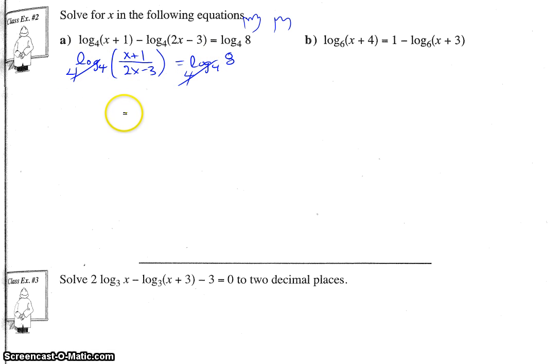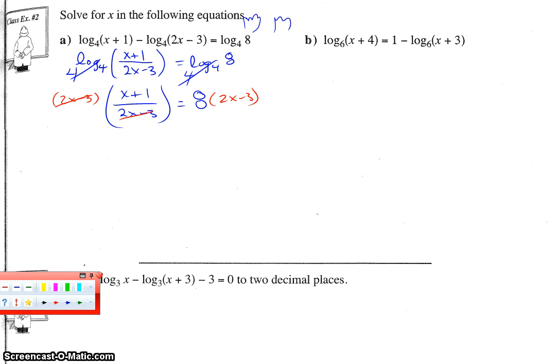Log base 4, so we're getting rid of it by going 4 to the. And we have now (x plus 1) over (2x minus 3) equals 8. Okay, now we just solve it like a regular equation. I'm going to move over here a bit so that I have the room. First, we need to get rid of this ugly fraction because it's bothering me. Okay, so we'll multiply both sides by 2x minus 3. Okay, and now we have x plus 1 equals 8 times (2x minus 3).